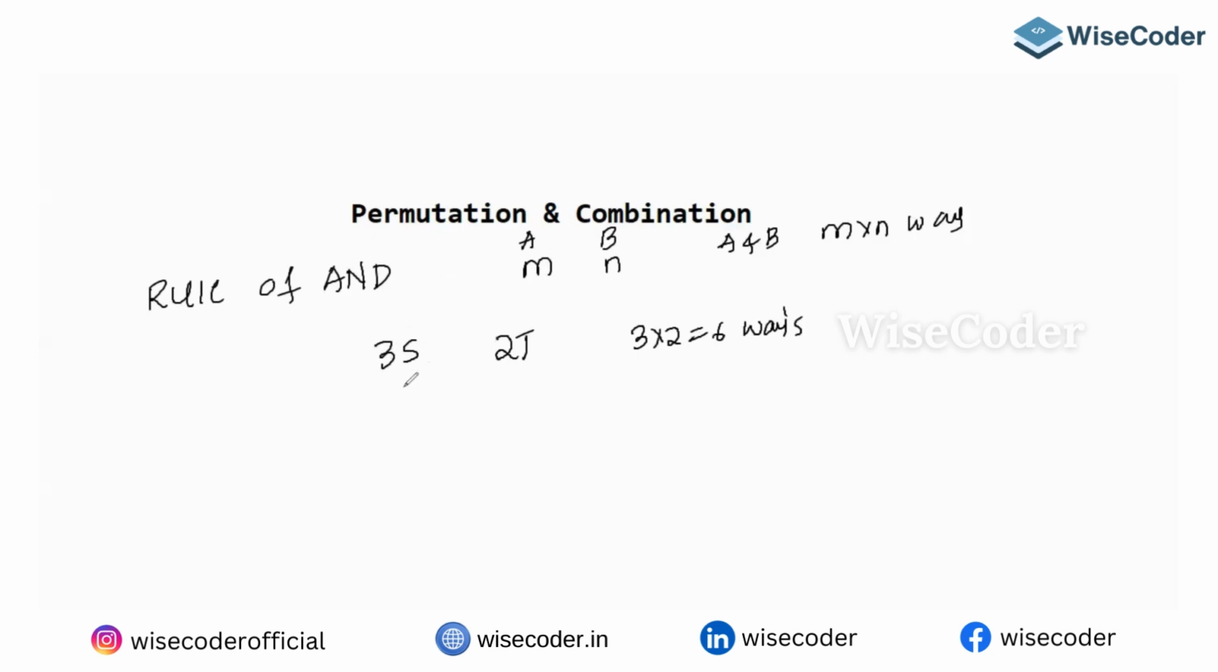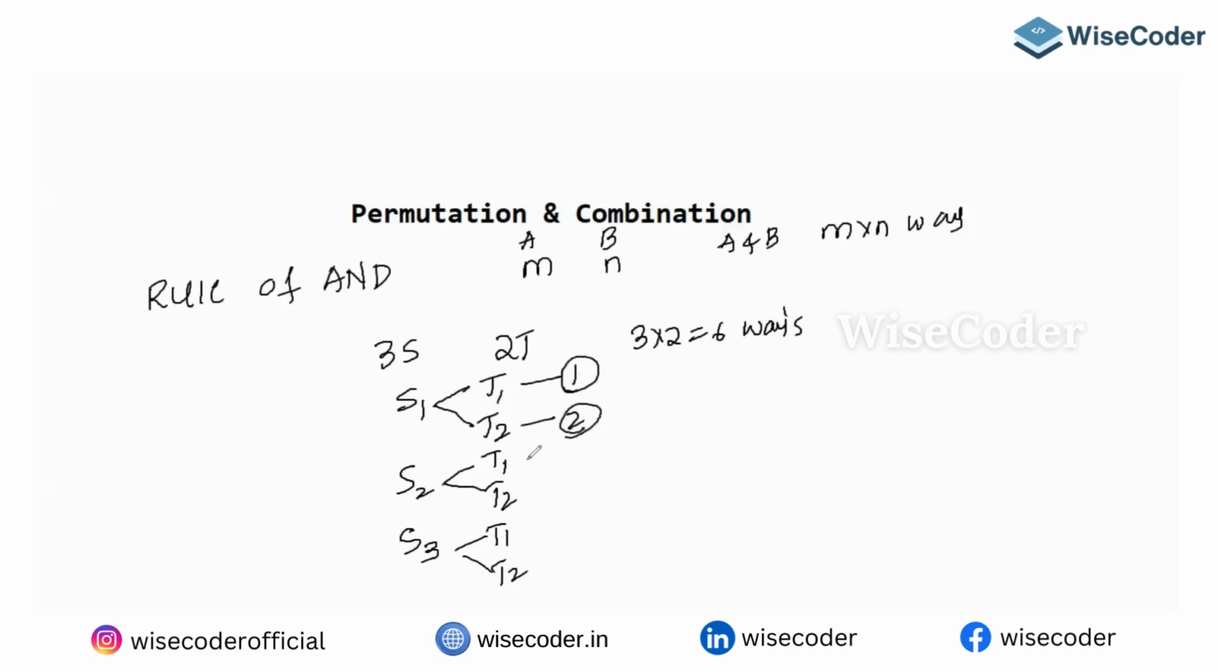Let's say there are shirt 1, shirt 2, shirt 3. With shirt 1, I can wear trouser 1 or trouser 2. With shirt 2, I can wear trouser 1 or trouser 2. Shirt 3, 1 or 2. So how many ways am I doing it? One way, the second way, the third way, the fourth way, the fifth way, the sixth way.